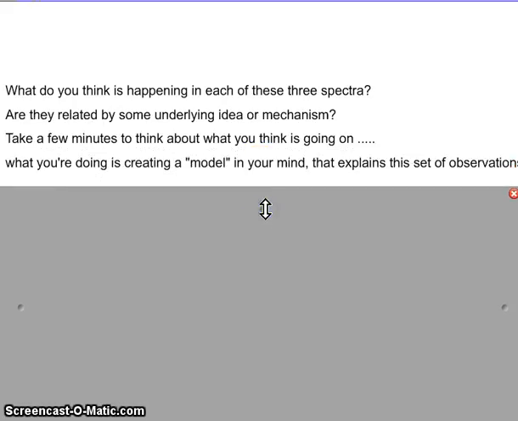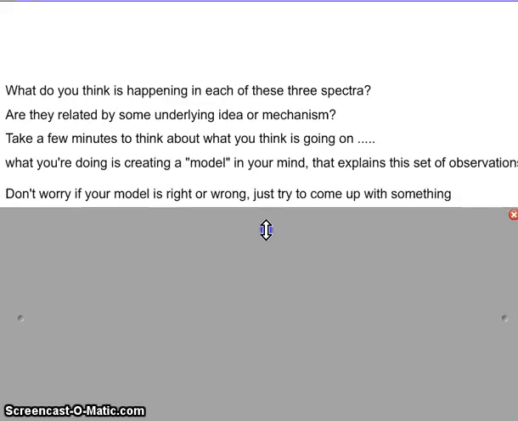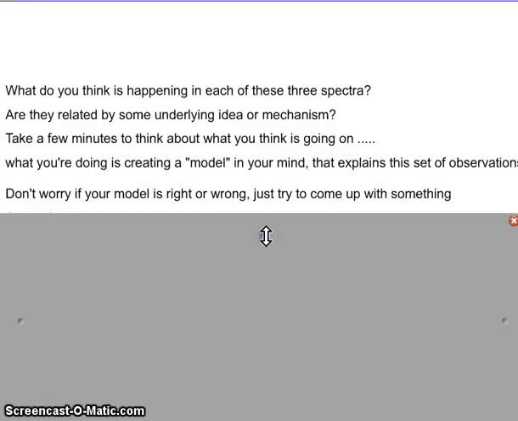As you think about what's going on, you're creating what we might call a model that explains this set of observations. And it's really not important if your model is right or wrong, okay? Just try to come up with something. Let's take a look at our first image.